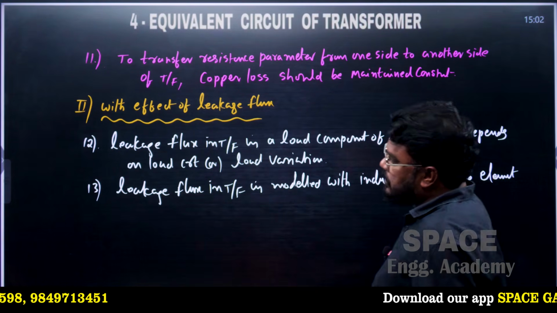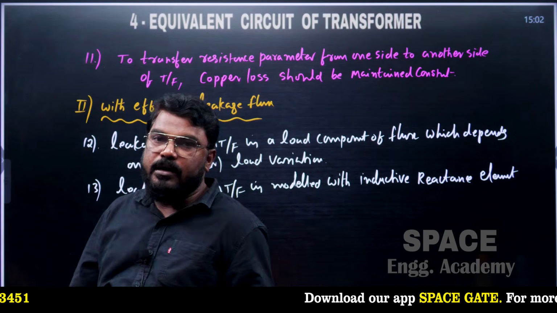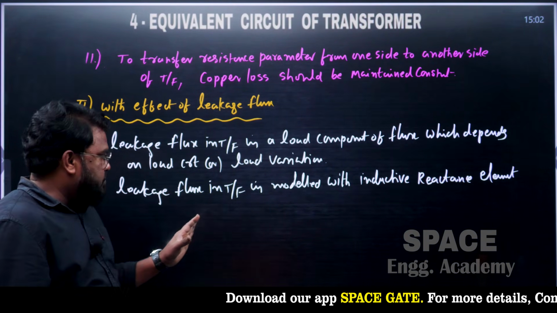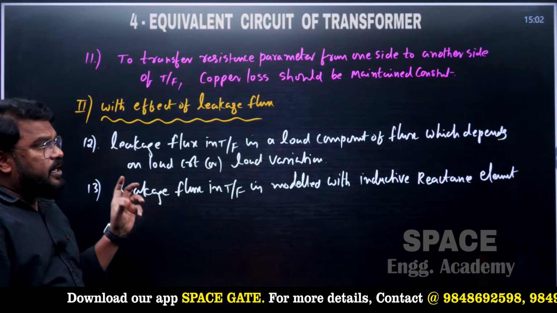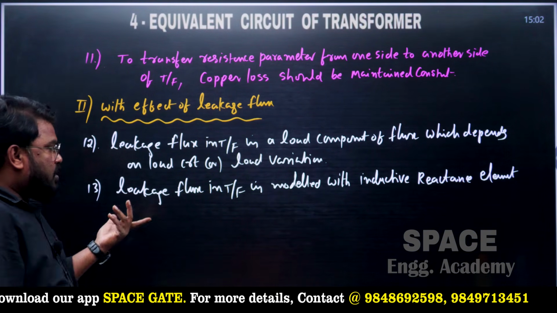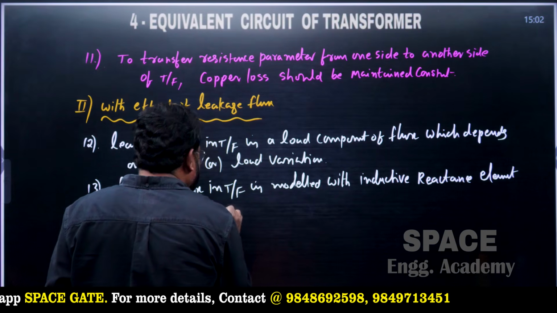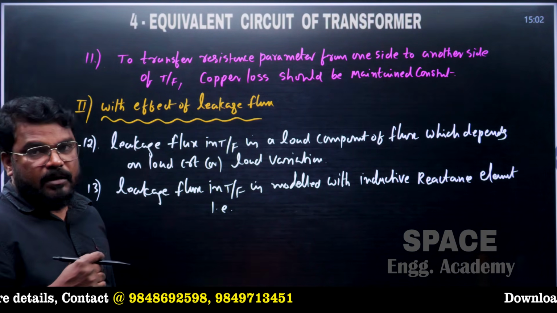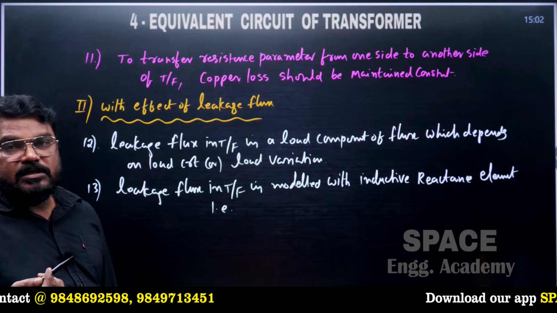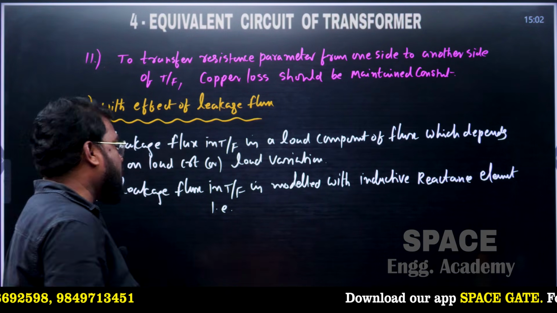So this is a question: how do we model the leakage flux in the transformer? Leakage flux in a transformer is modeled with an inductive reactance element. Primary leakage flux is represented with the X1 parameter, whereas secondary leakage flux is represented with the X2 parameter.